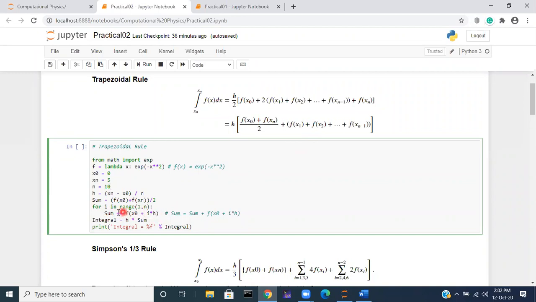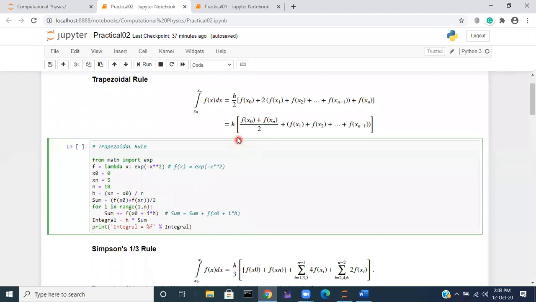We add the value of f of x1 to sum: sum equal to sum plus this. So when i equals 1, f of x1 is added to sum. Next time when i equals 2, f of x2 is added. When i equals 3, f of x3, and so on till i equals n minus 1, f of x n minus 1. So we have calculated all the sum inside the bracket using the for loop.